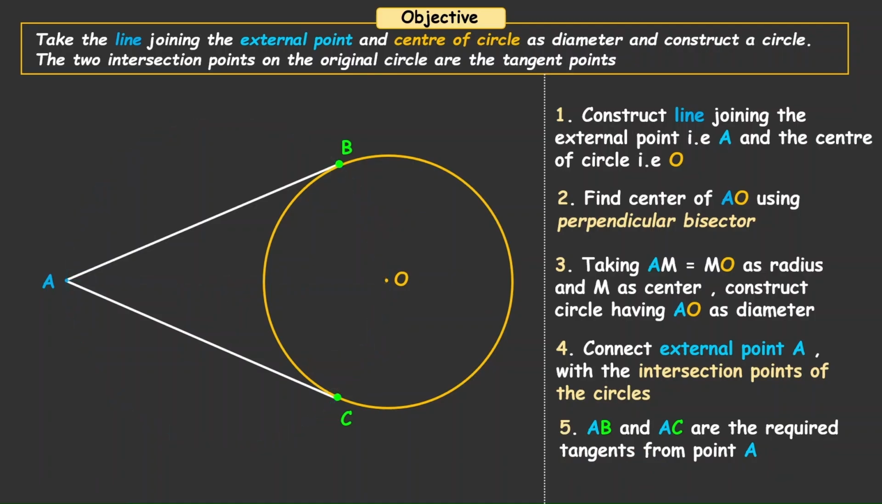So let's remove all the construction, and ultimately we have AB and AC as the tangents to the circle centered at O. So that's how you construct tangents to a circle from a point outside it. That's all about it. Thank you.